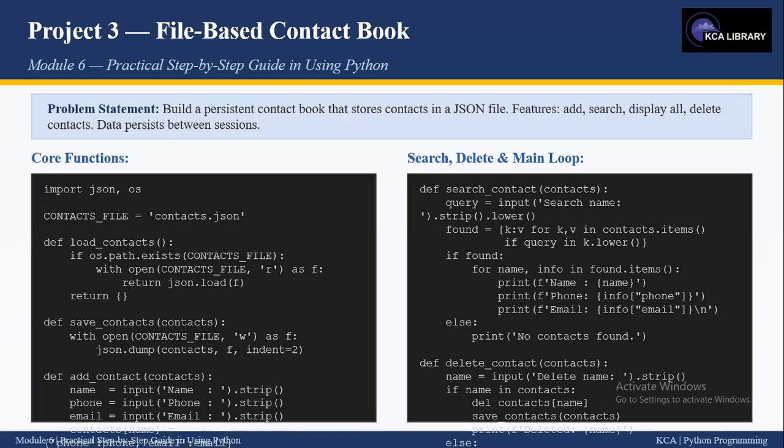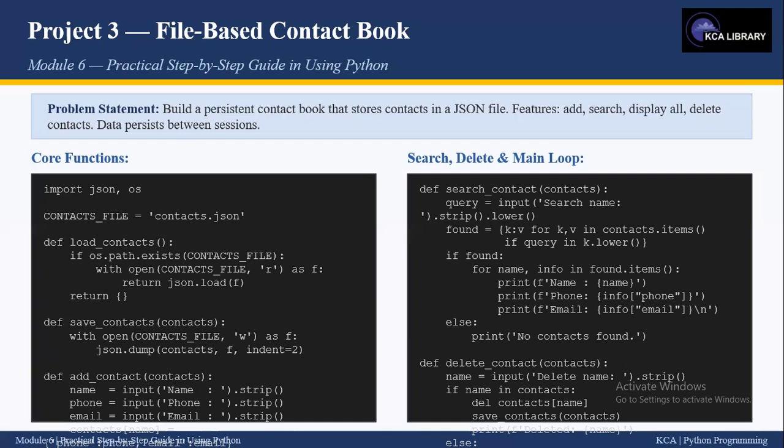So the core function here is: import json, os; CONTACT_FILE = 'contacts.json'; def load_contacts(): if os.path.exists(CONTACT_FILE): with open(CONTACT_FILE, 'r') as f: return {}; def save_contacts.